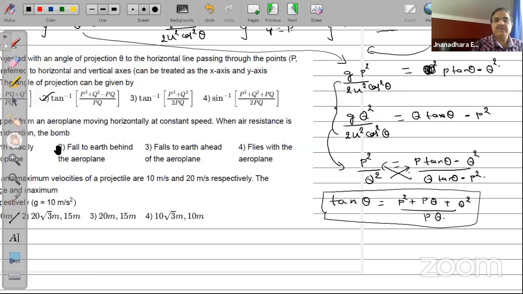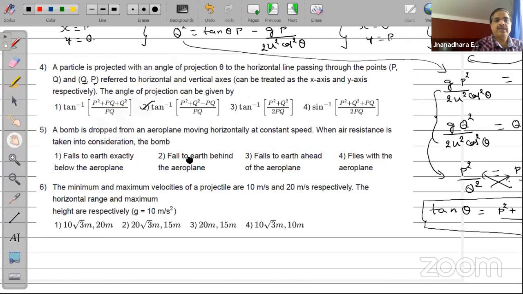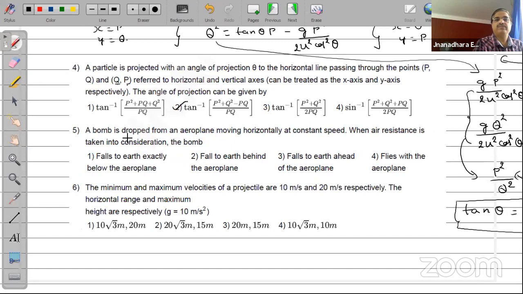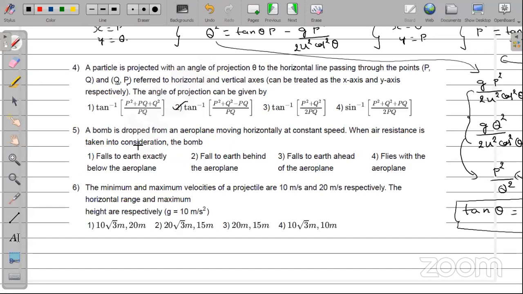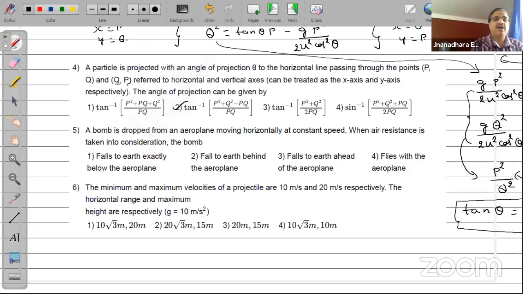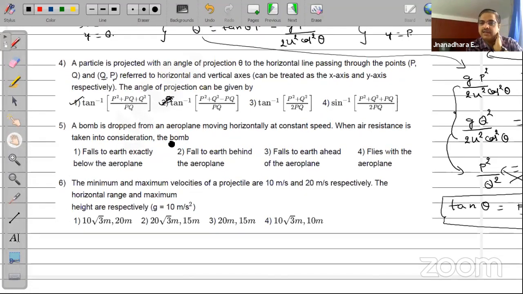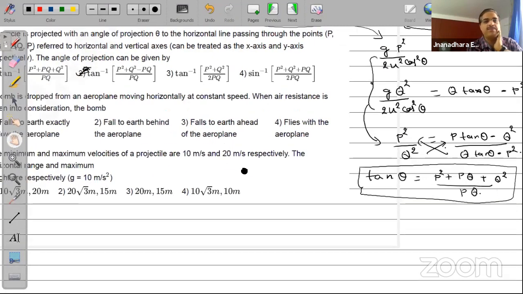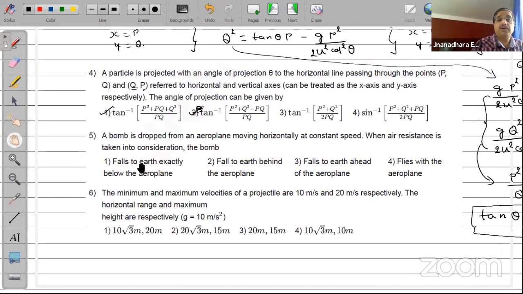If you're all done with this, then I'll go to my next question, which is the fifth one. Sir, option A is the answer, sir. So option A is the answer. Thank you. I marked it as the other one, is it? Okay, no, by chance I did that. Okay, I think you're right. Tan theta is equal to (p square + pq + q square) by pq. Correct. But a nice question.